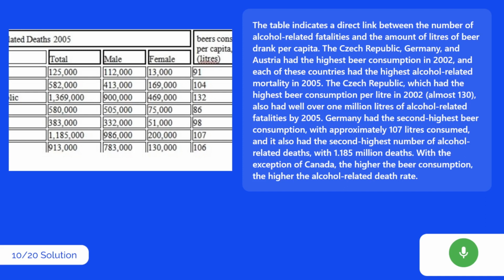Germany had the second highest beer consumption, with approximately 107 litres consumed, and it also had the second highest number of alcohol-related deaths, with 1.185 million deaths. With the exception of Canada, the higher the beer consumption, the higher the alcohol-related death rate.